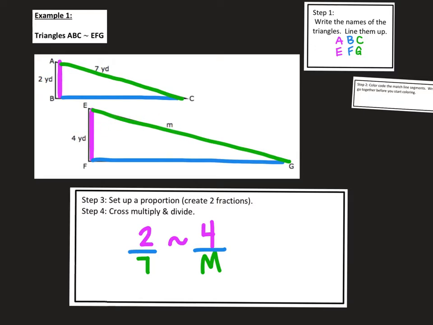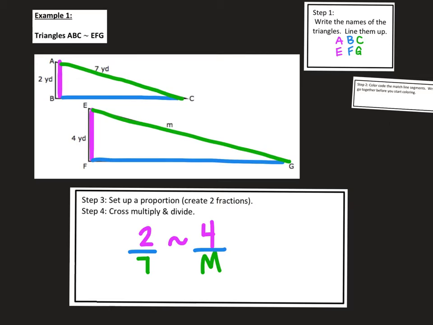Okay? And sometimes the numbers go really easy together, like, hey, a 2 turned into a 4. That's just twice as big. So my bottom relationship should have the same thing. If, for example, they didn't do that, I could do step 4, which is cross multiply, and then divide. But this one's so easy, that's all I'm going to do.